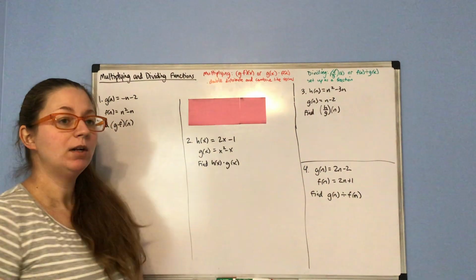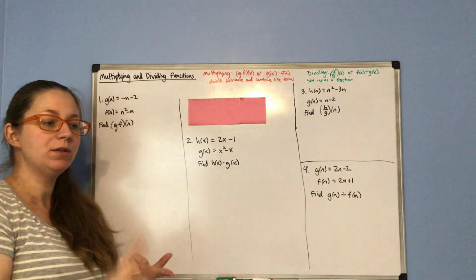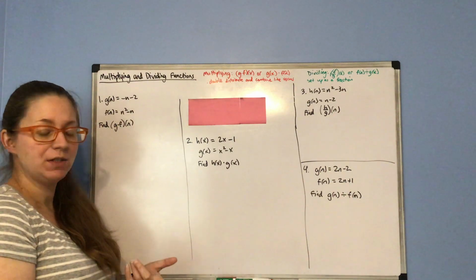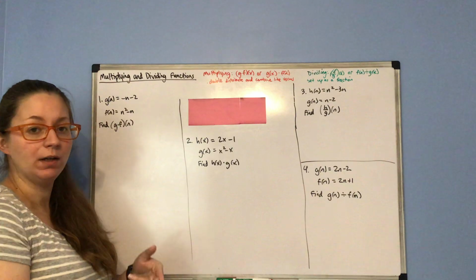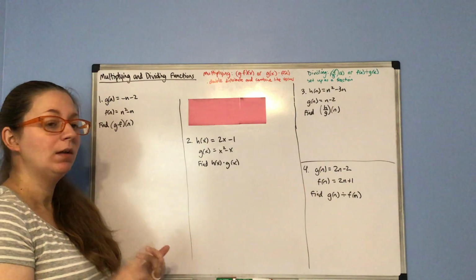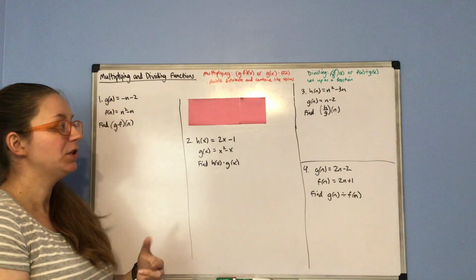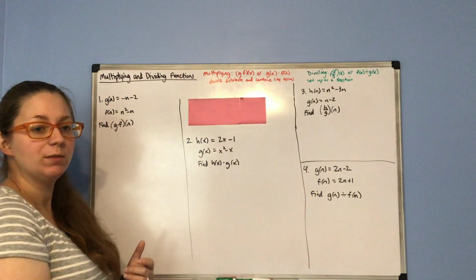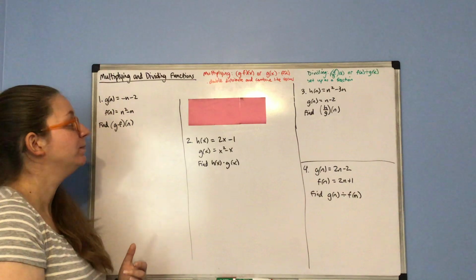Today what we're going to do is multiply and divide functions. So far we've added and subtracted functions. Adding and subtracting came down basically to combining like terms, or distributing a negative and combining like terms. And we've done linear combinations of functions, where we had a number times f plus a number times g. We distributed the numbers and then combined like terms.